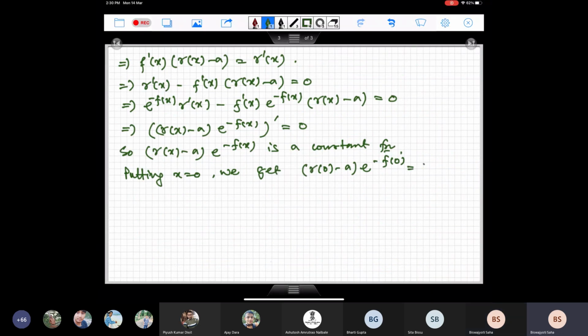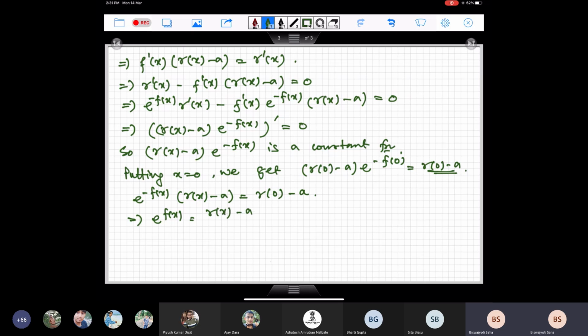So this is gamma 0 minus a. Okay, so this is precisely what I am getting. So that tells us what? It tells us that e power minus f x times gamma x minus a is actually gamma 0 minus a. This is what I'm going to get. And that means e power f x is gamma x minus a divided by gamma 0 minus a.